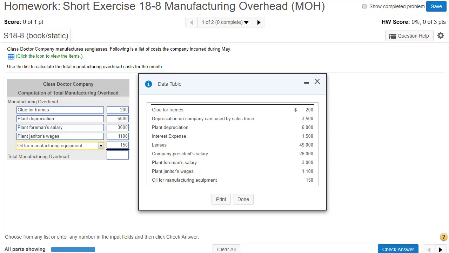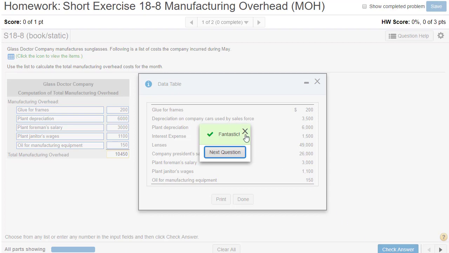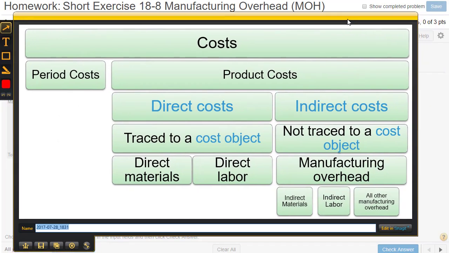So now all we have to do is add those up, and we get $10,450 of manufacturing overhead. So it's really important to understand how costs are broken down.